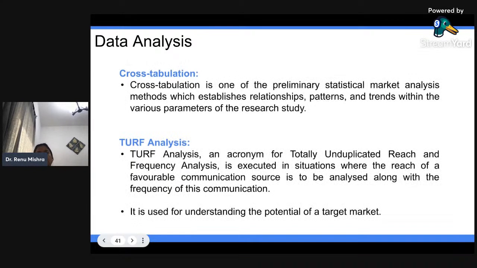Okay, then cross tabulation is basically wherein you are trying to establish the relationship. You are trying to understand the trends between the various parameters that you do in cross tabulation. TURF analysis stands for totally unduplicated reach and frequency analysis. It is primarily conducted where the reach of a favorable communication source is to be analyzed, like whatever is the mode of communication, or the way the communication is being done, you understand that source.